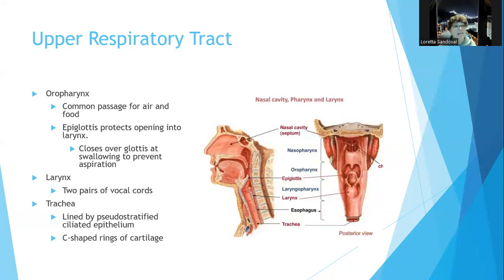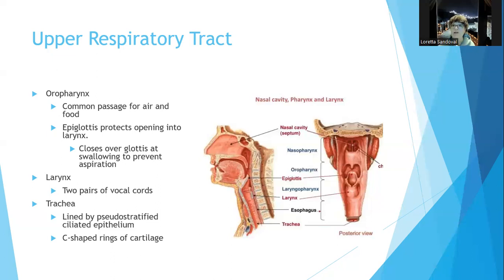So the trachea is lined by pseudostratified ciliated epithelium and C-shaped rings of cartilage to keep that airway open. That's the job. So if you have something like mouth trauma and air can't get in through there, they might have to bypass by going through the trachea.